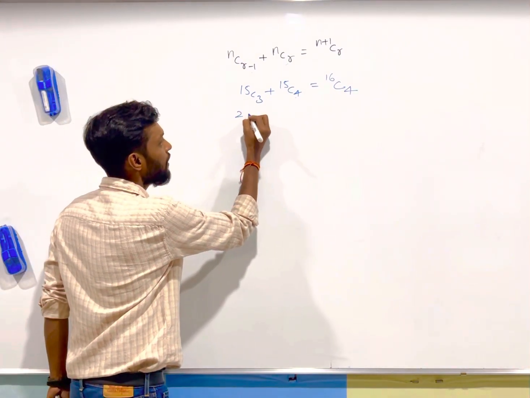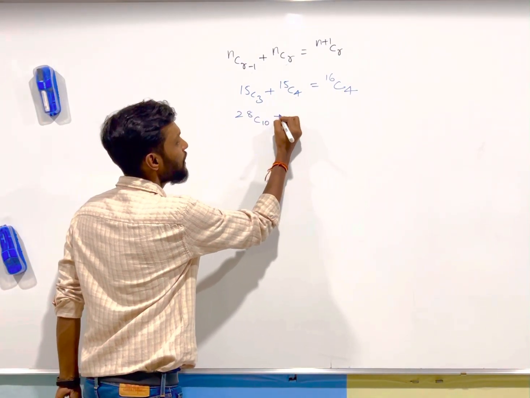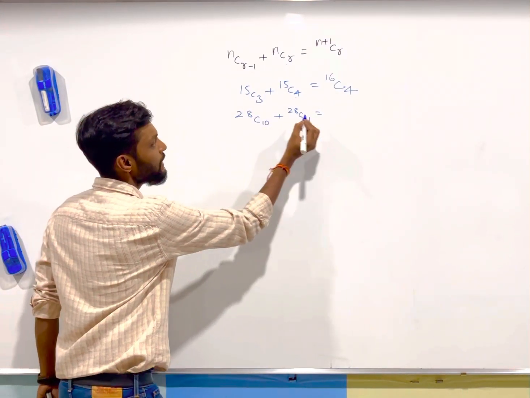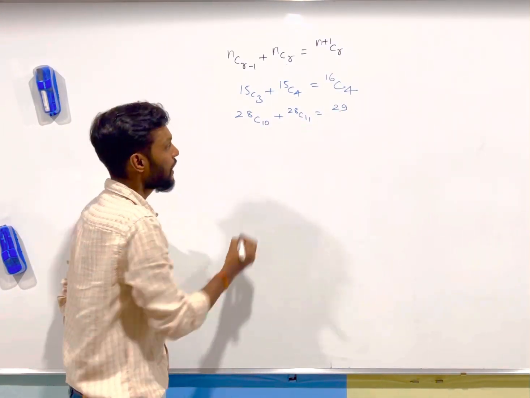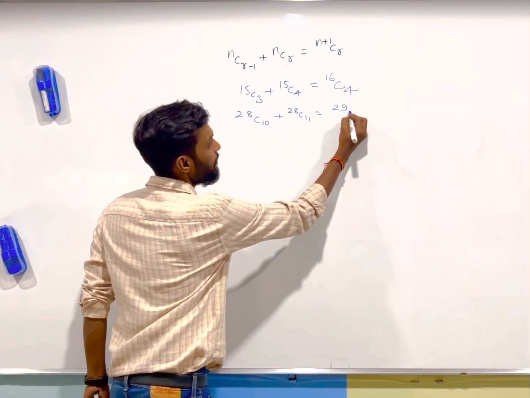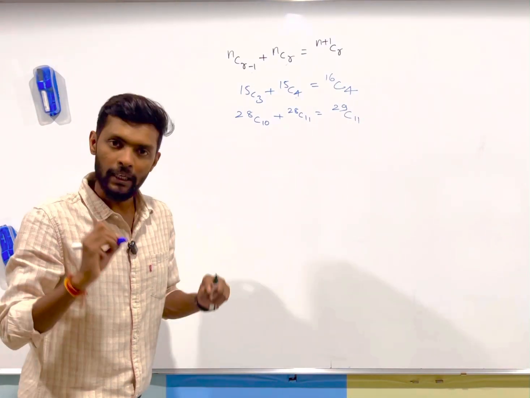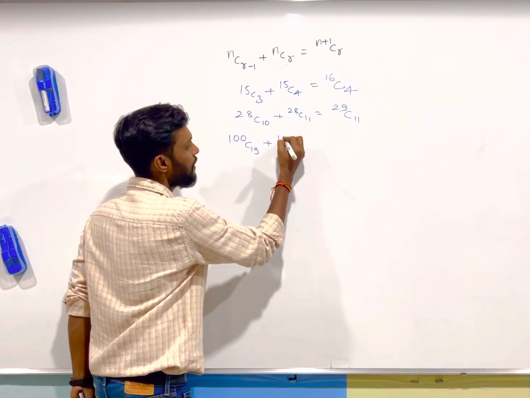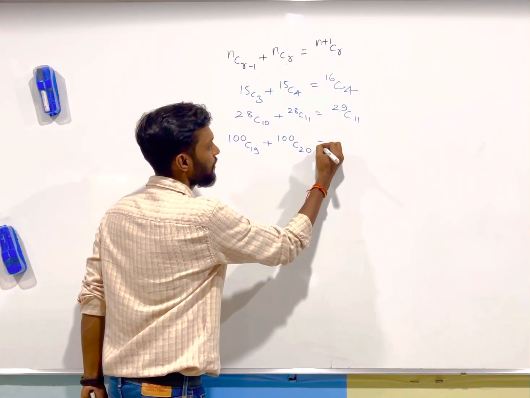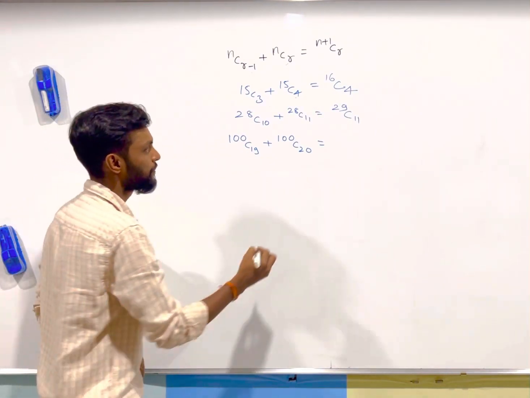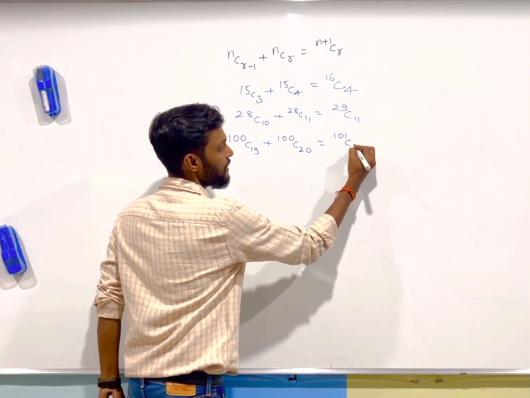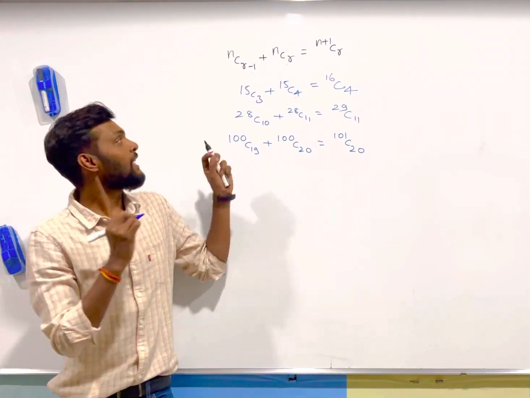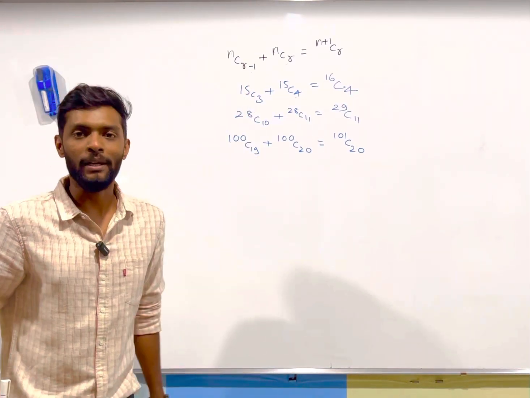One more example. 28C10 plus 28C11. What will be the result? 28 plus 1, that is 29. And between 10 and 11, the bigger number is 11. One final time. 100C19 plus 100C20. What will be the result? 101C20. Very good. Okay.